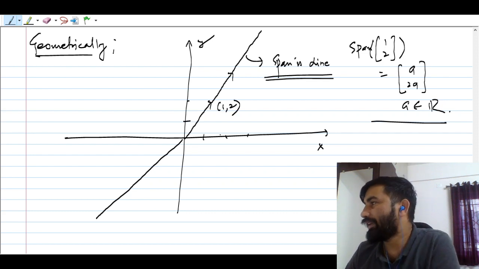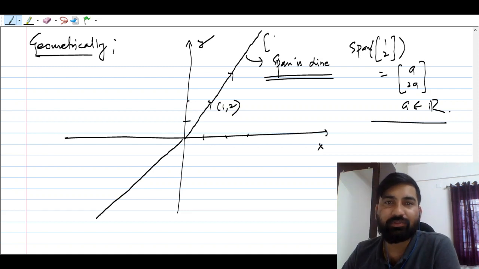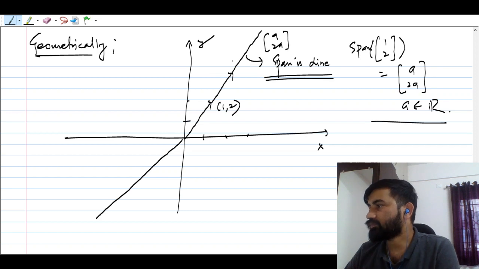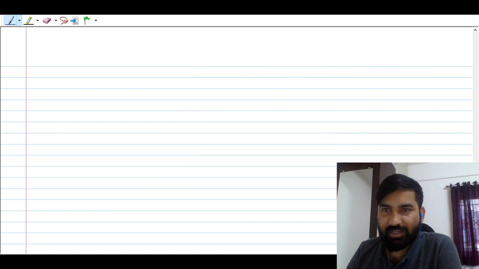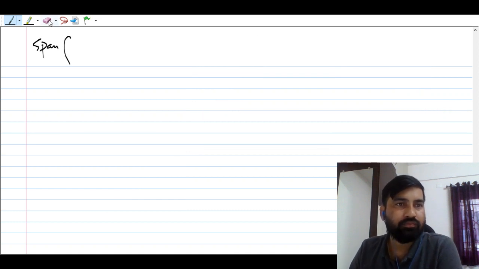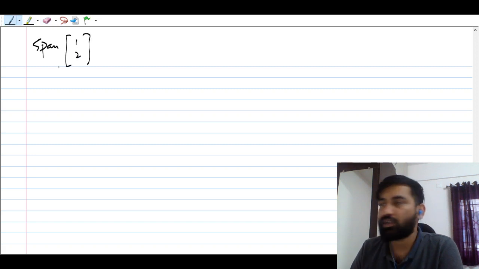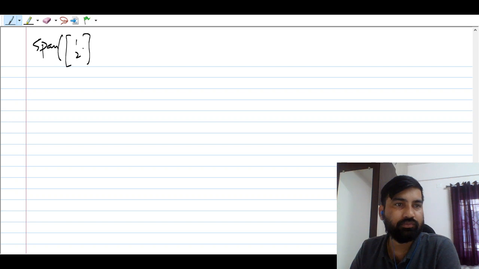Okay, geometrically you can say, and this line is nothing but a to a, right? A to a. I think this is clear. मान लो एक स्पैन तो आप ऐसा बोल सकते हो, स्पैन ऑफ, मान लो कोई पूछता है स्पैन ऑफ 1 2 क्या होगा, it is span of 1 2, right? This vector 1 2, this is set of vector, right? Only one vector is there, so span of 1 2 will be a times 2a.